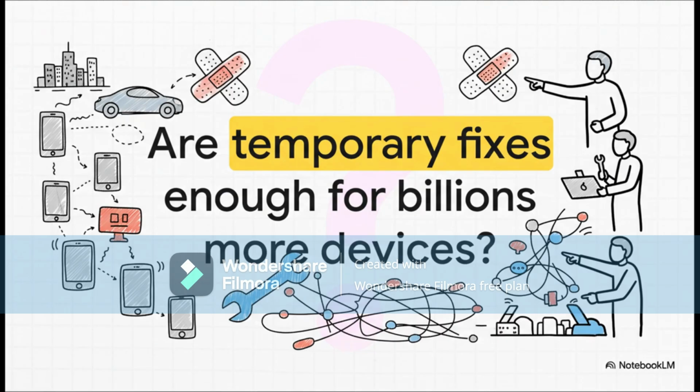These tricks have worked so far, but what happens when we want to connect billions more devices? I'm talking self-driving cars, smart cities, everything. Can these temporary patches hold up, or will the internet need another miracle? It's a massive challenge, and one that someone watching this might just help solve one day.